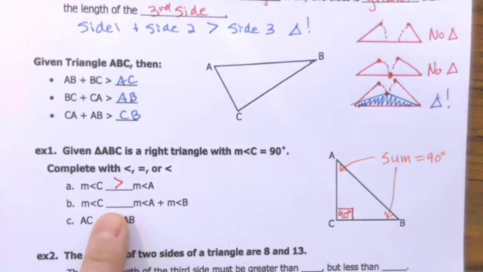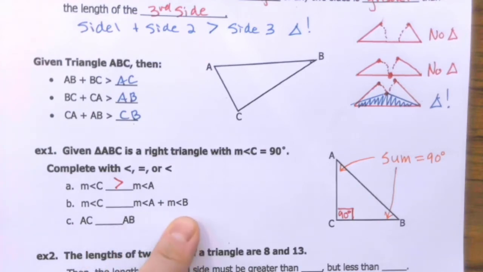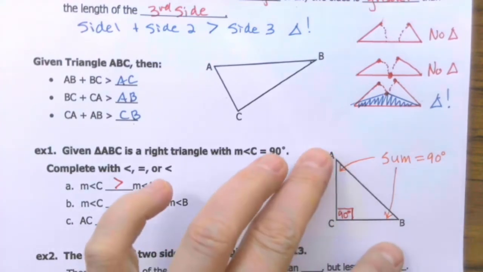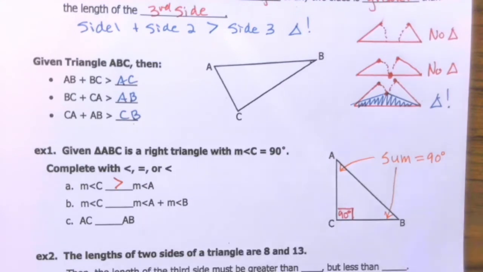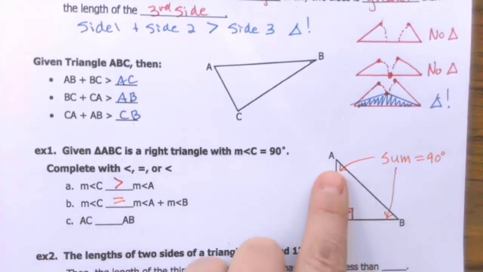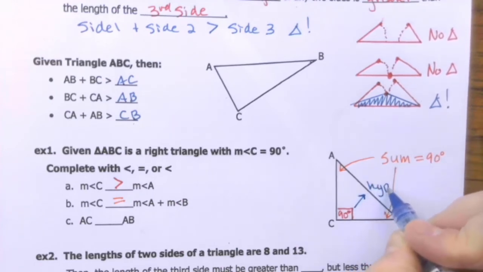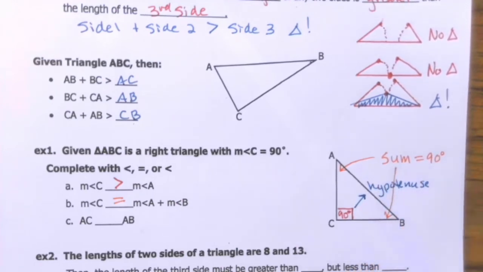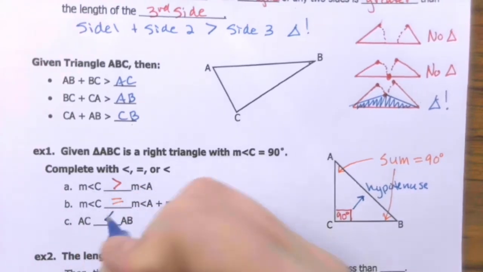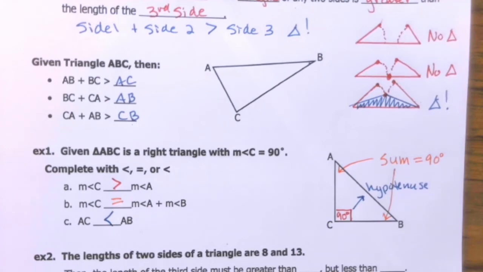Okay, B, angle C blank, A plus B. Well, if C is 90, A and B together must also be 90. So they are equal. And the third one, side AC blank side AB. Well, AB is the hypotenuse, which is opposite the 90. And the hypotenuse is always the longest side. So AB will be greater than any other side in the triangle.